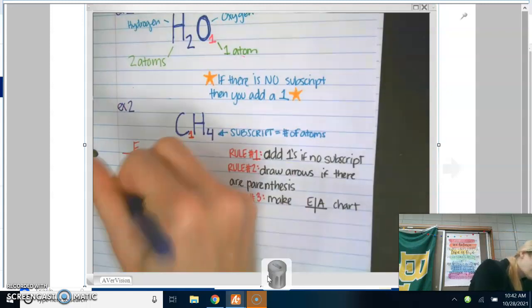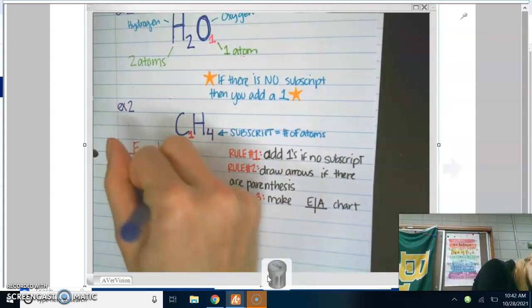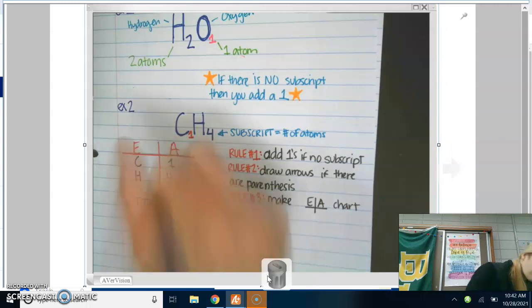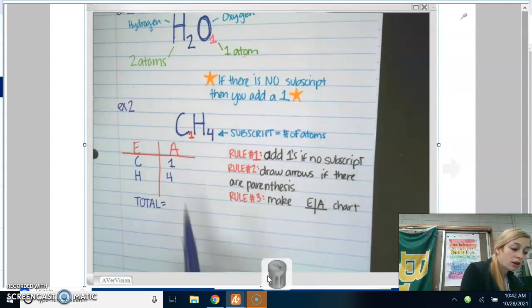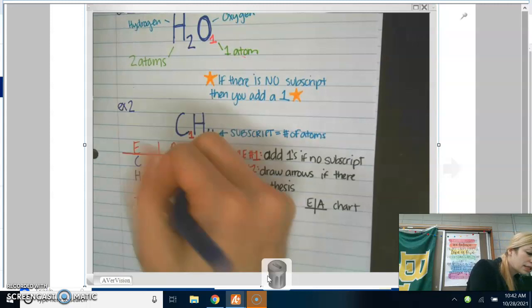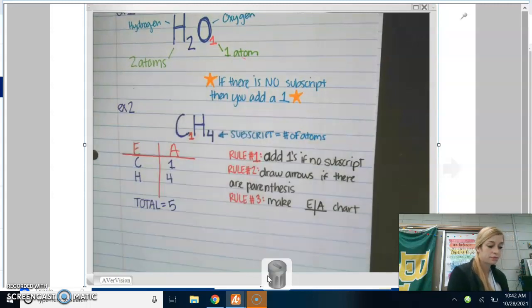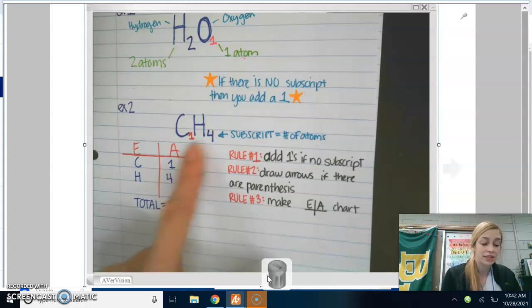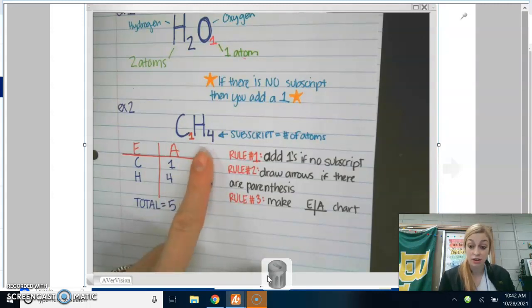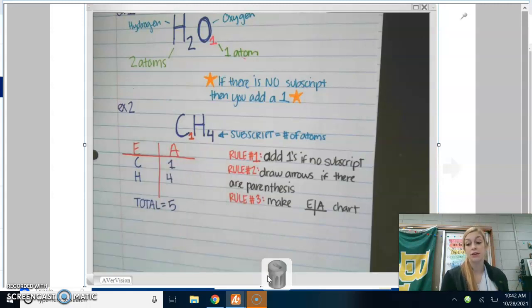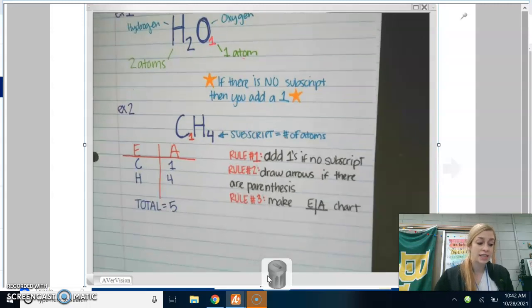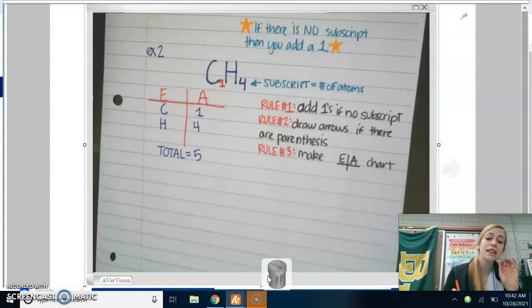And then we always have to put the total. That's really important. So total atoms in this compound, 1 plus 4 gives us 5. 5 total. I know with confidence that all of you can count these little numbers, they're called subscripts, add them together, find the total atoms. Easy peasy. The last step, when we add in parentheses, gets a little trickier.